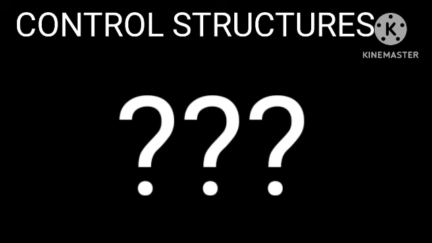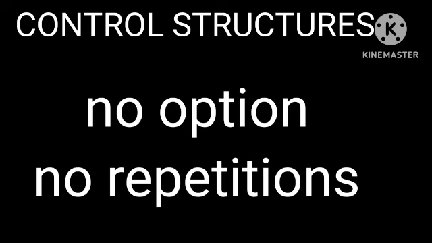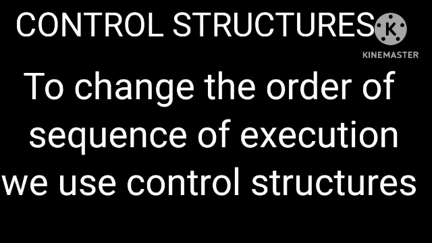Today's topic is control structures. Today let's discuss what control structures are. In C language, a program is a set of statements which executes in sequential order, as they appear in the program. This happens when there are no options or repetitions. In order to change the order or sequence of execution according to situations, we use control structures.